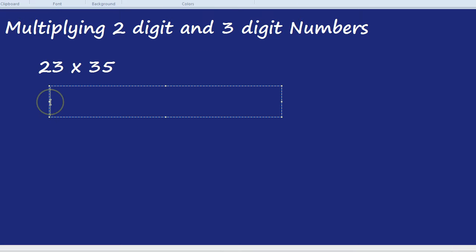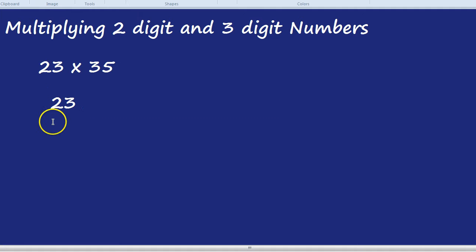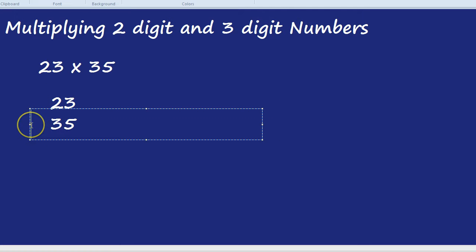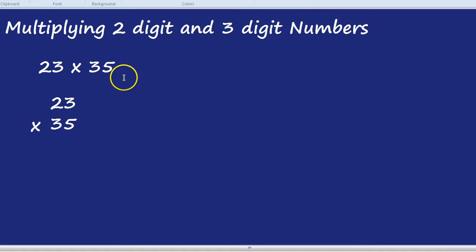Write the first one on top of the second one, like so. That makes my method a lot easier. Now we're going to do step-by-step multiplication method. It's similar to the grid method you may have heard, but simply without the grid, basically.